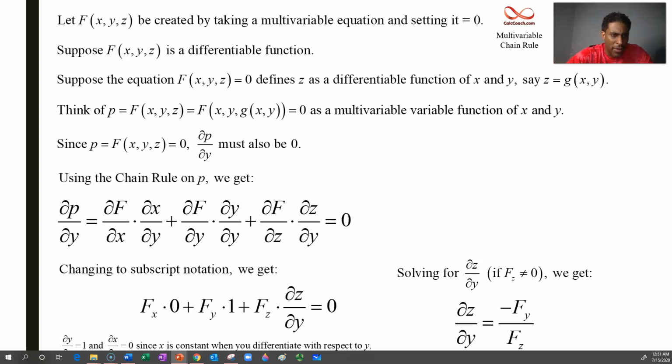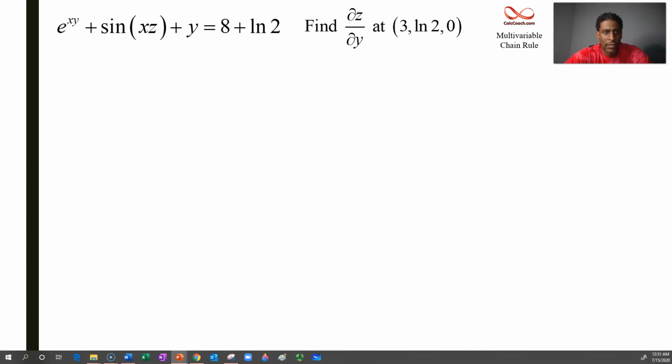So that's why the formulas are what they are. Now let's use them in a problem. I have this function where x, y, and z are just entangled. There's no way to untangle and have z equal to a function of x and y. So x, y, and z are entangled in an entanglement.